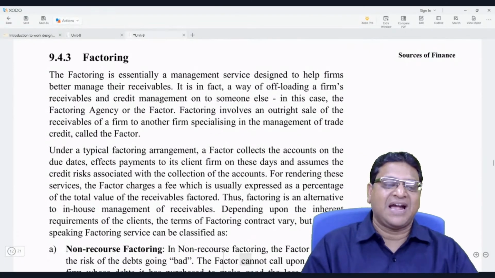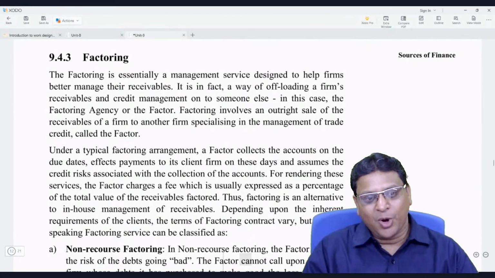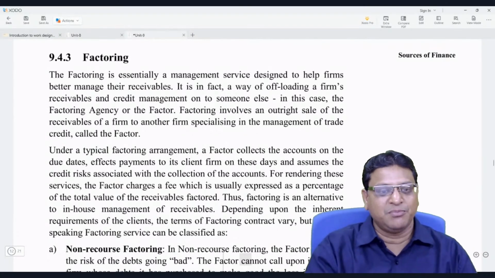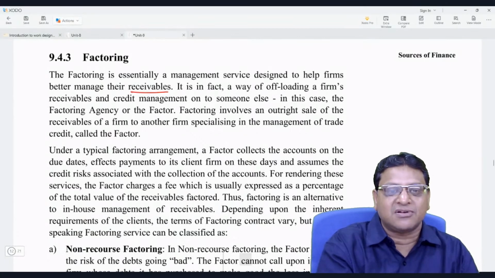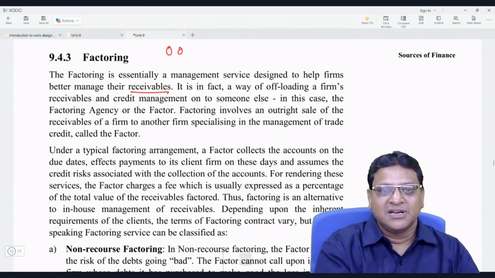Next one is factoring. What is factoring? Factoring is a form of selling the receivables. What are receivables? Receivables means debtors. A company has different debtors. Let's take an example. These are different debtors of the company.